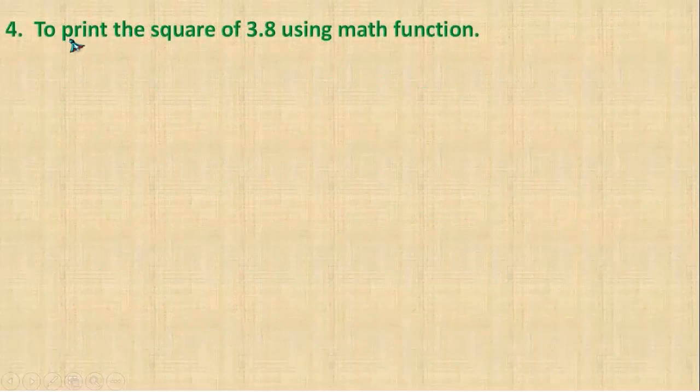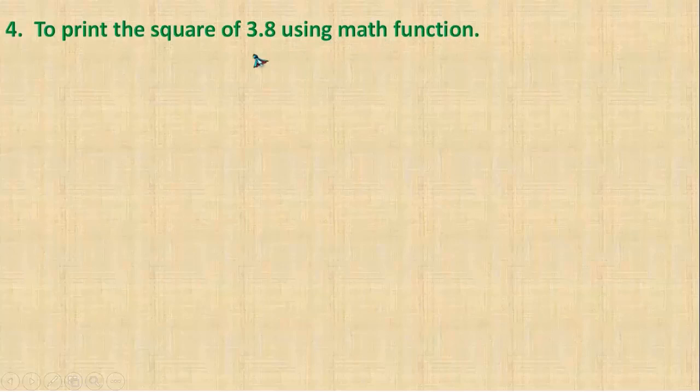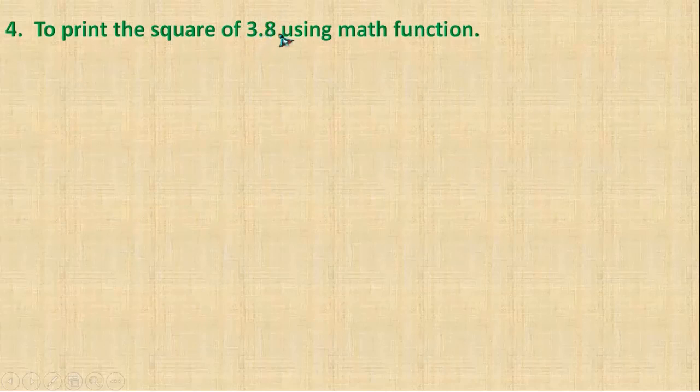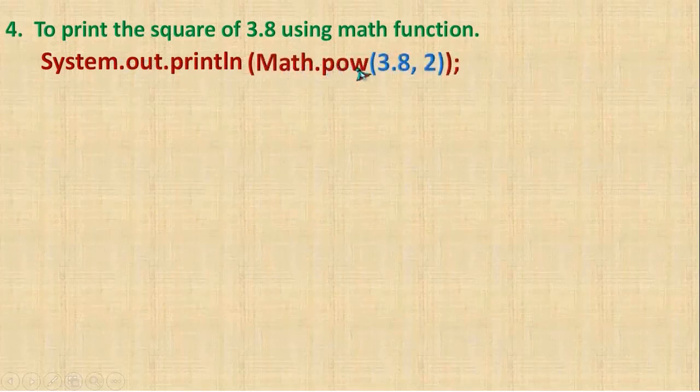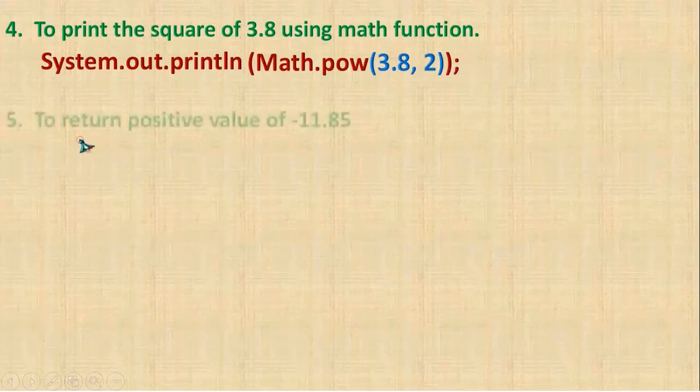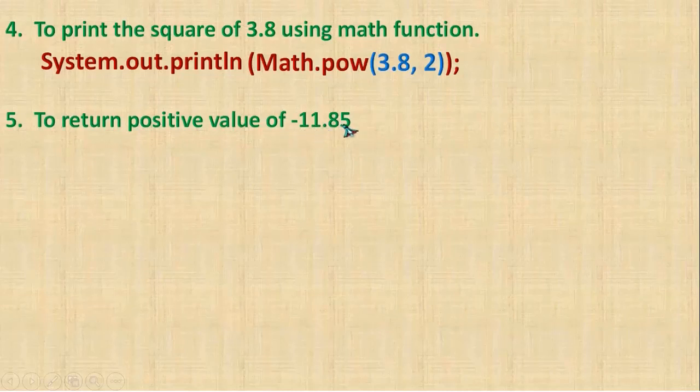Next we have to print the square of 3.8 using a math function. By seeing square, sometimes students will start writing sqrt. See here it is square, so that means it is a power. So 3.8 to the power 2. So we will write System.out.println(Math.pow(3.8, 2)); we close it.